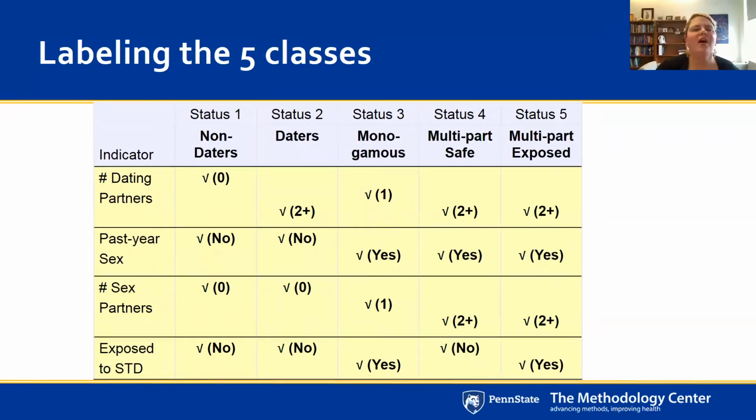And so if you're not comfortable looking at these kinds of charts, you can let your eyes go fuzzy a little bit. And what you see here are just those elevated probabilities. And you can see how we turned those into labels for our classes. So class 1, we labeled non-daters. Class 2, we labeled daters. Class 3, we labeled monogamous individuals. Again, they may or may not have used a condom 100% of the time. And then classes 4 and 5, we contrasted to each other in that they both were multi-partner, but one was safe and one was exposed. And again, that just has to do with using condoms 100% of the time.